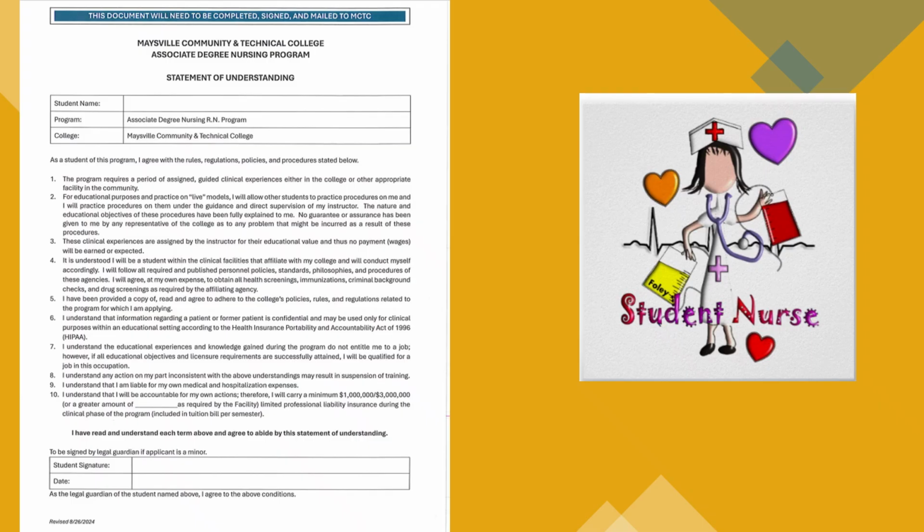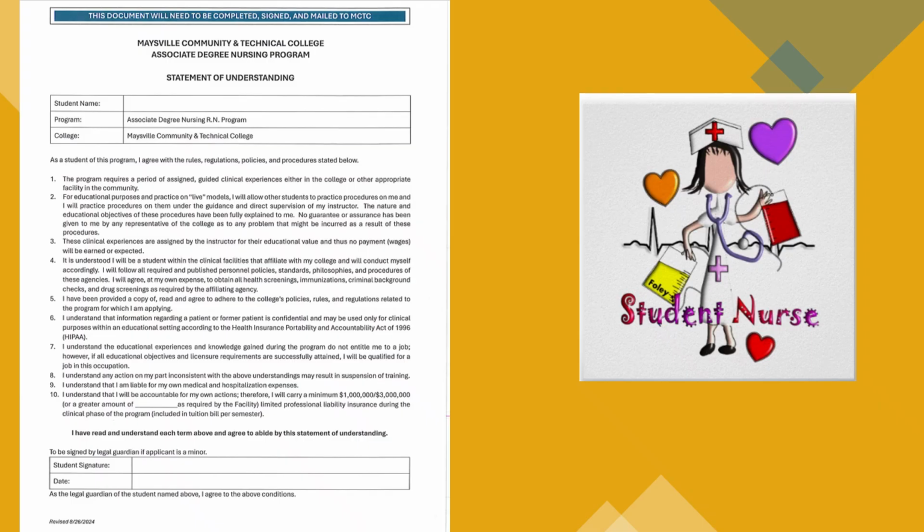These clinical experiences are assigned by the instructor for their educational value, and thus no payments or wages will be earned or expected. It is understood I will be a student within the clinical facilities that affiliate with my college, and will conduct myself accordingly. I will follow all required and published personnel policies, standards, philosophy, and procedures of these agencies. I will agree at my own expense to obtain all health screenings, immunizations, criminal background checks, and drug screenings as required by the affiliating agency. I have been provided a copy of and read and agree to adhere to the college policies, rules, and regulations related to the program for which I am applying.